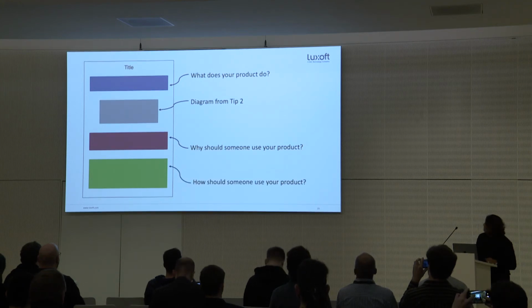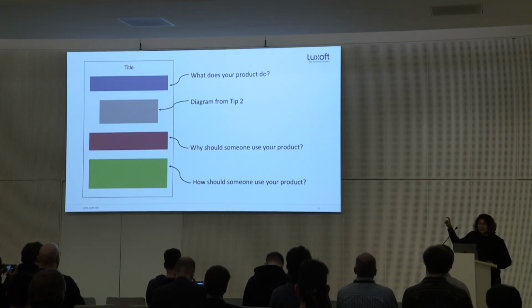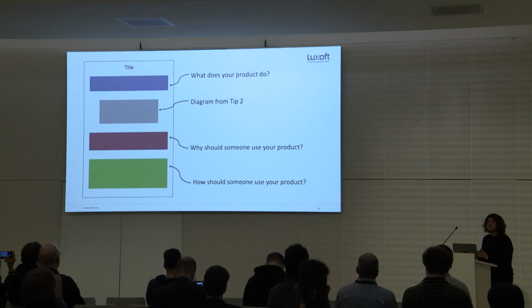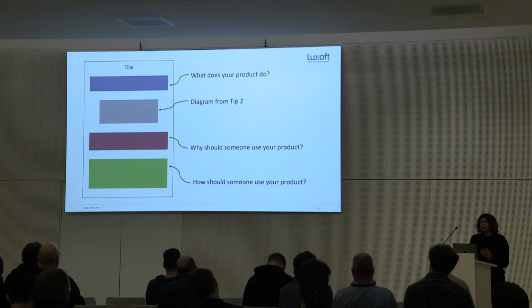Next we have, how should someone use your product? Notice the how box is a bit bigger because there is some work to do here. It's usually where you put your code snippets and examples. There are 2 ways to fill in this how section. You could choose to go vertically or horizontally. Vertically means how your product can be used standalone. Horizontally means how your product can be used in combination with other products.